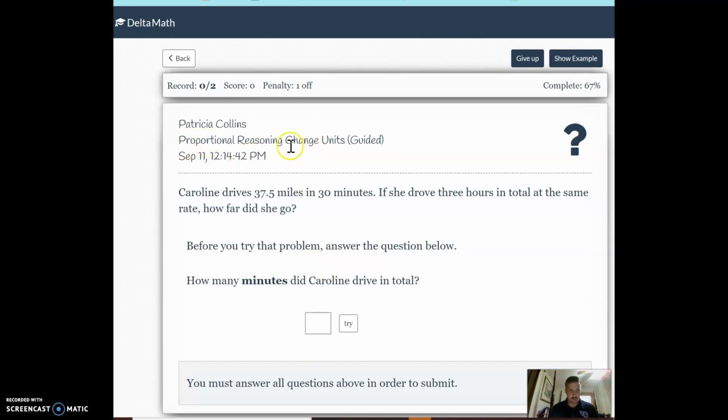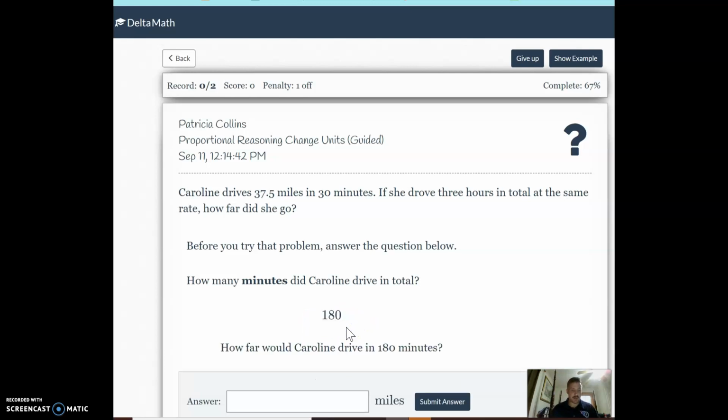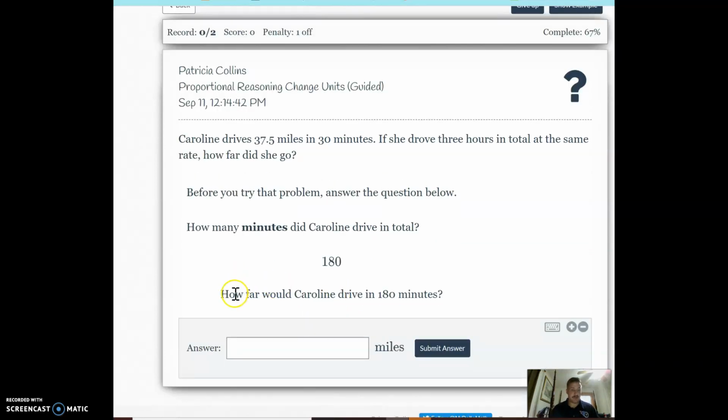So when we look at the problem, right here, this box, it says how many minutes did she drive total? Well, she drove 3 hours total, right? So 3 hours would be 3 times 60, right? So that'd be 180 because there's 60 minutes in an hour. We hit try. Now, how far could Caroline drive in 180 minutes? So we would put our answer right here.